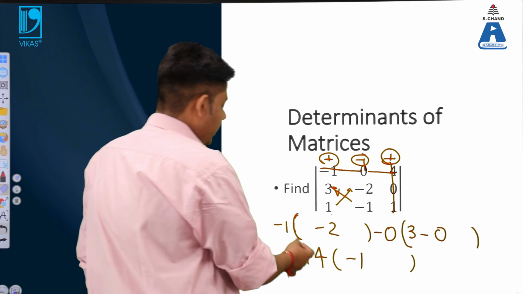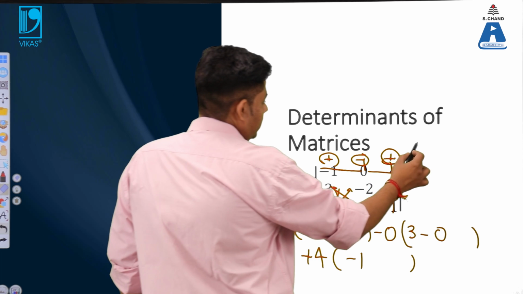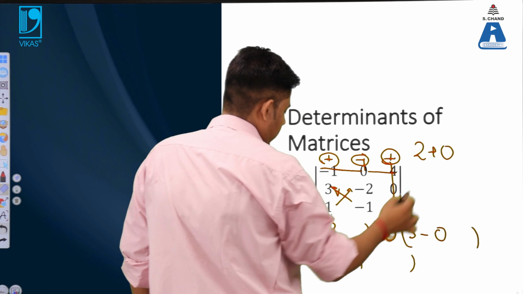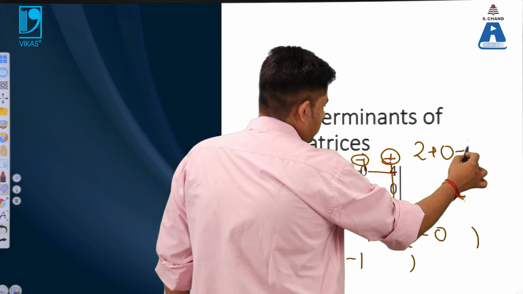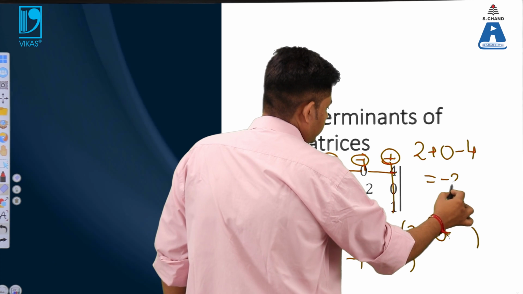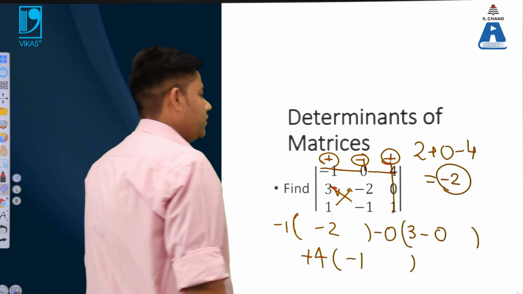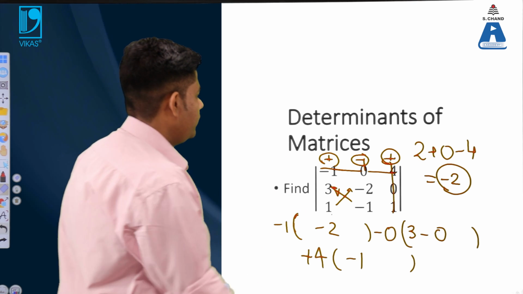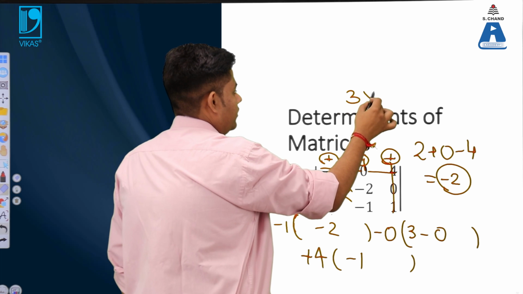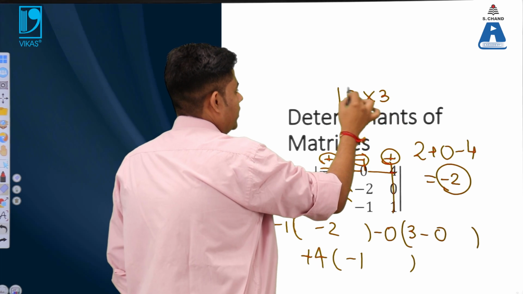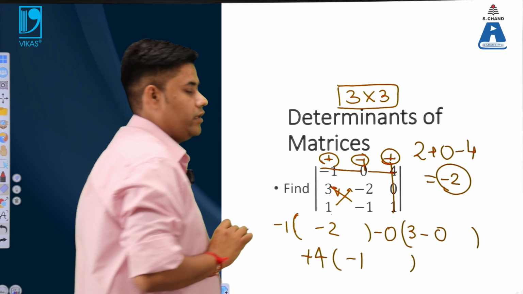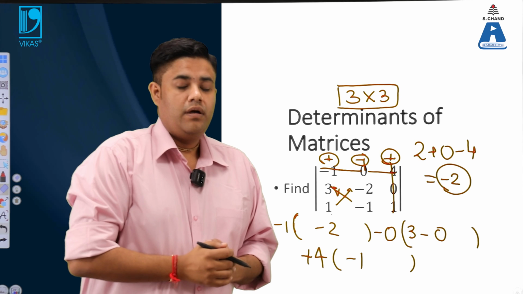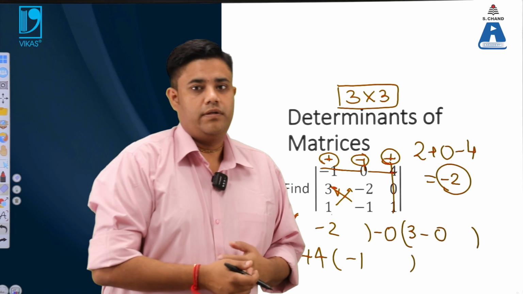So ultimately, minus into minus is plus, so you will get plus 2 plus 0 and minus of 4. So 2 minus 4, it is minus 2. So you will get a number which is minus 2 for a particular case in which the matrix was a square matrix of order 3 by 3, and we wished to find out the determinant of that particular matrix.